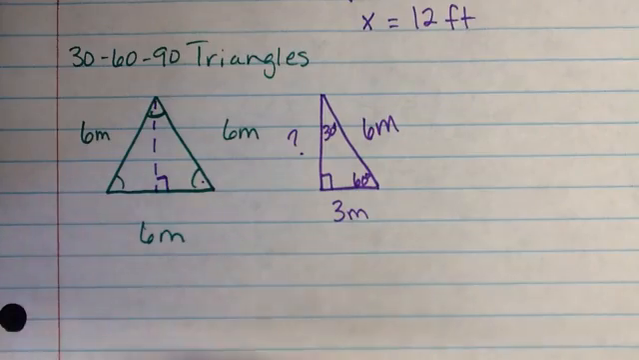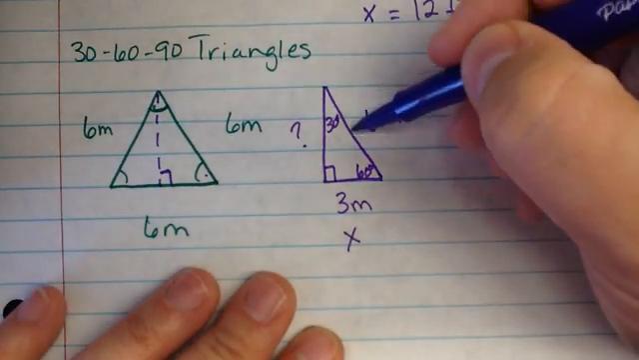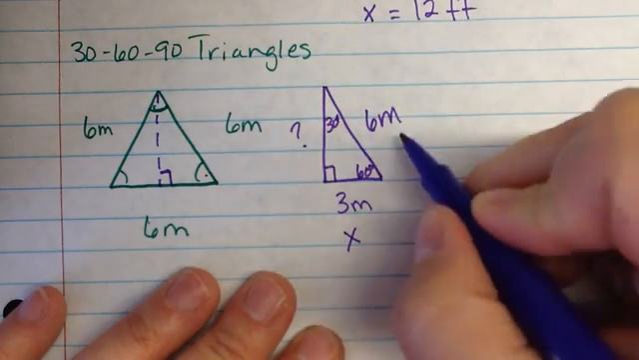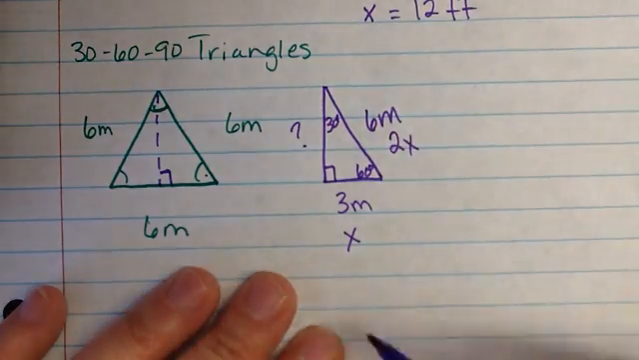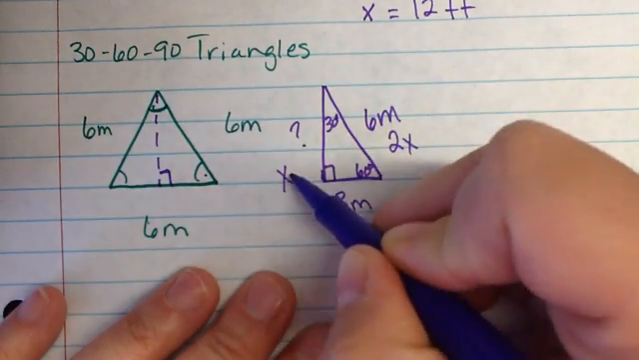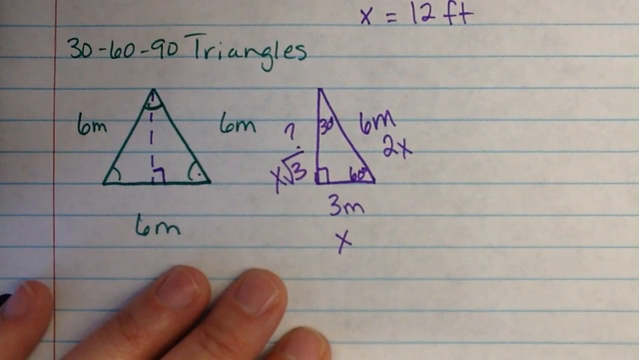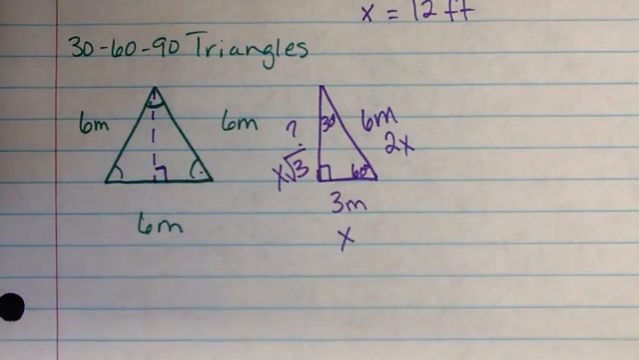And the special relationship is if the short leg is x, the hypotenuse is double that, so it is 2x, and the long leg is x square roots of 3. You guys remember that relationship? We talked about that. Okay. And then you would use that information to solve.